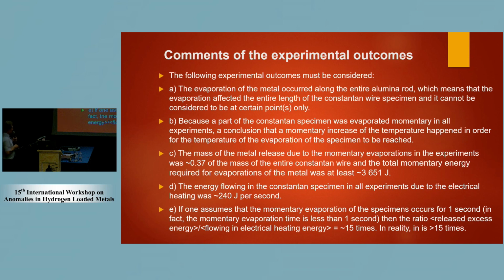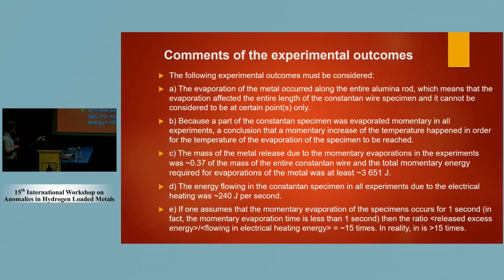So now, the mass of the metal released due to the momentary evaporation in the experiments was about 0.37, meaning 37% of the mass of the entire constantan wire. And the total momentary energy required for evaporation of the metal was at least about 3,600 joules. If we consider the mass of the specimen, it means we have more than 2,500 watts per gram released. I'm talking about the released power.